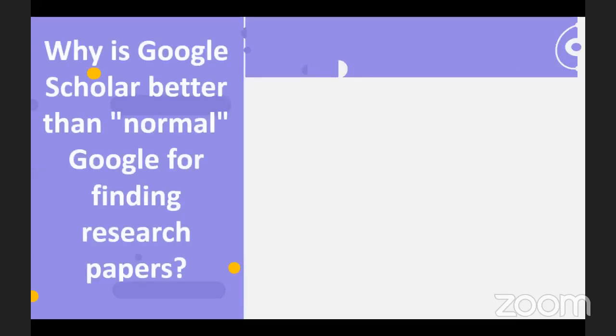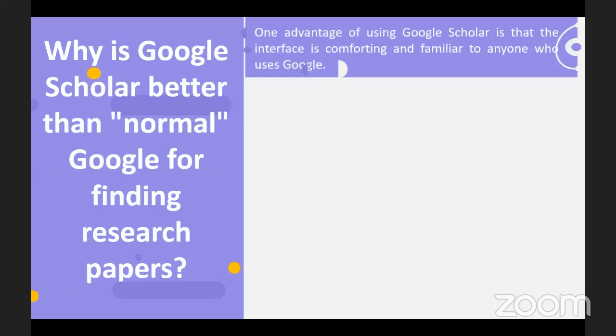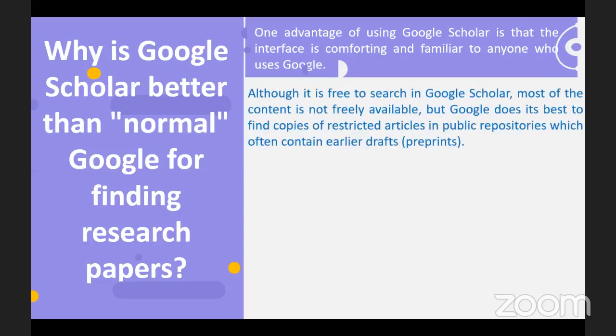Now, why is Google Scholar better than normal Google for finding research papers or academic content? One advantage of using Google Scholar is that the interface is very easy to deal with, because the results that are presented by Google Scholar are refined. And if you're an academic, you would find a lot of familiarity with the content that is displayed by or presented by Google Scholar, other than using the traditional Google search engine.